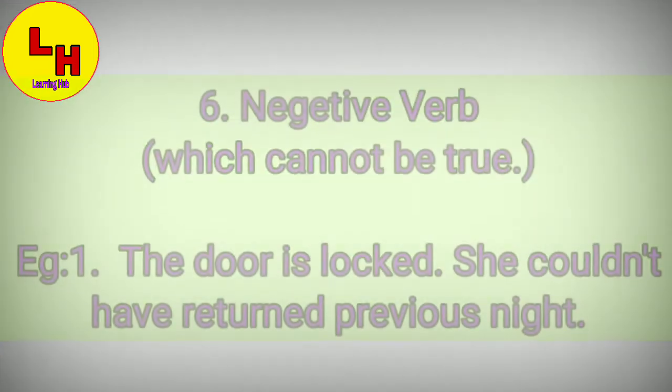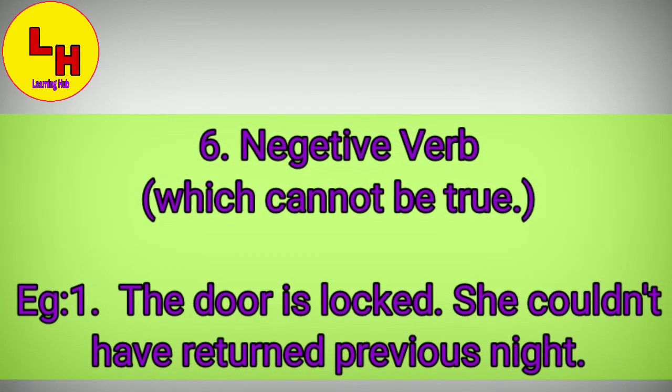Point number 6, negative verb, which cannot be assumed as true. For example, the door is locked. She could not have returned the previous night. It is used in the negative sense, which may not be true.